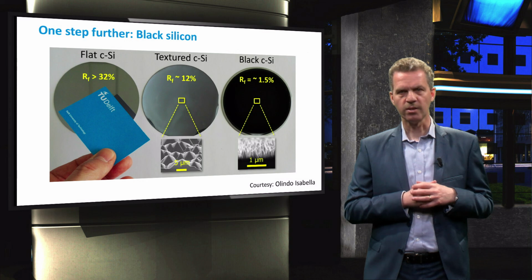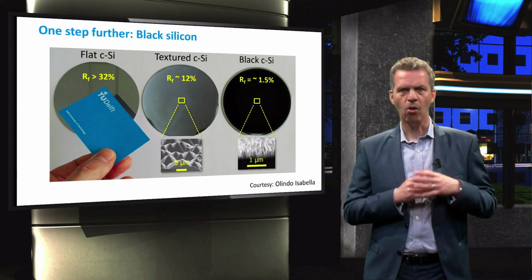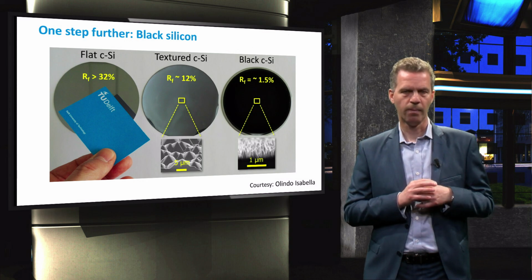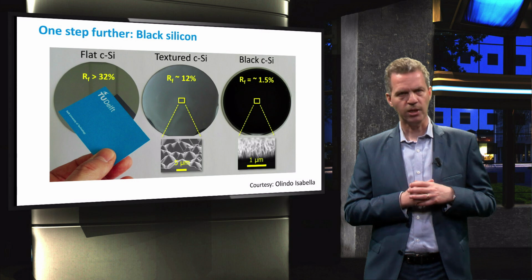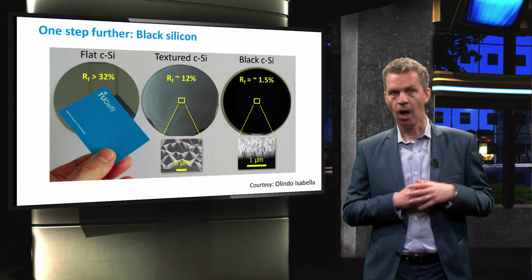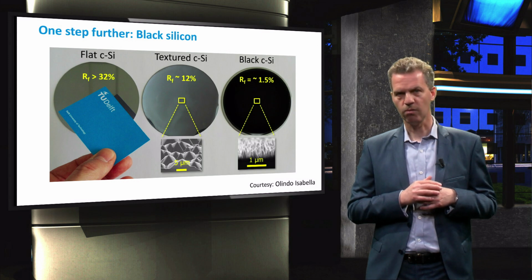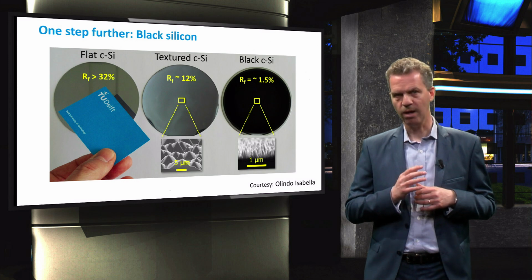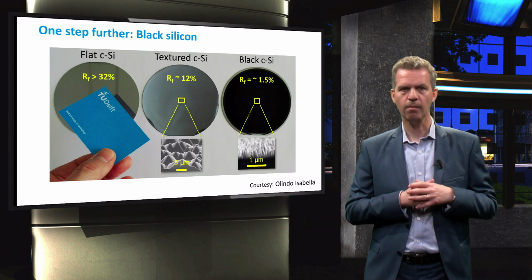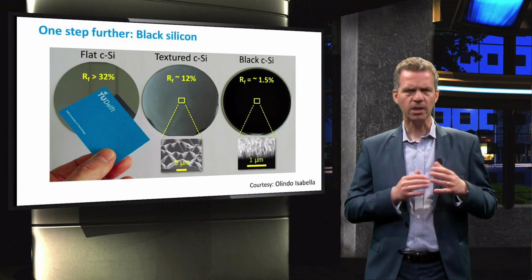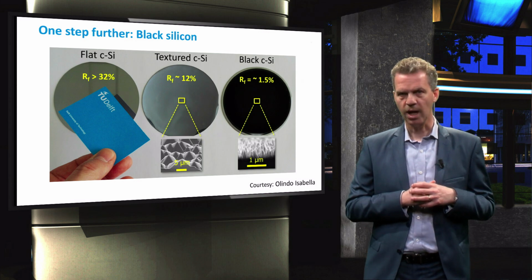In this slide you can see the effect of texturing on the appearance of a silicon wafer. A flat wafer, as shown on the left, appears shiny and acts nearly as a mirror. The random pyramidal texturing, as discussed, reduces the reflection considerably and the wafer looks dull, as you can see in the middle picture. Recently, more advanced texturing has been obtained by means of dry etching.